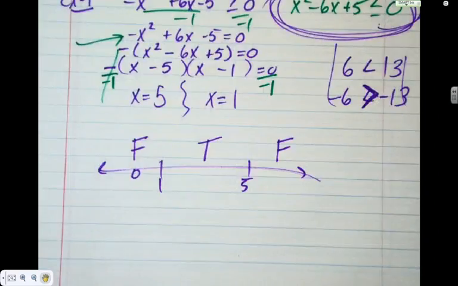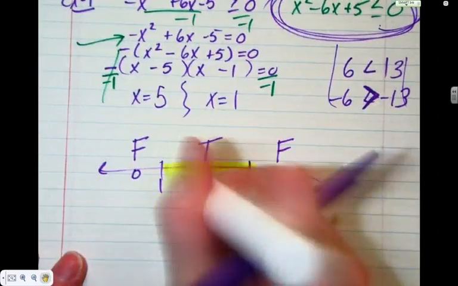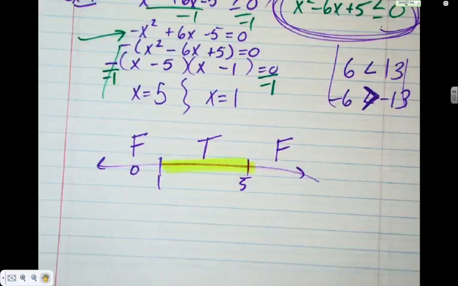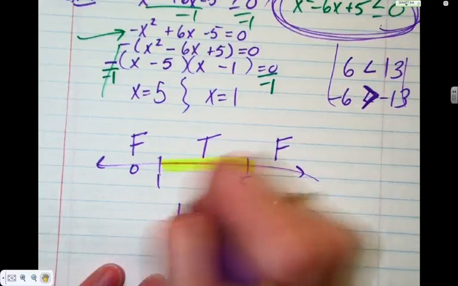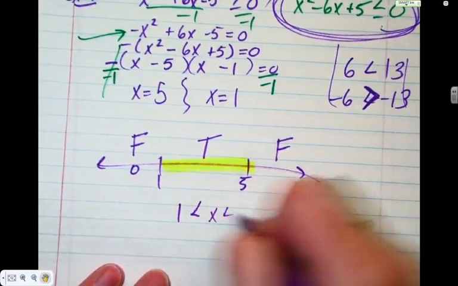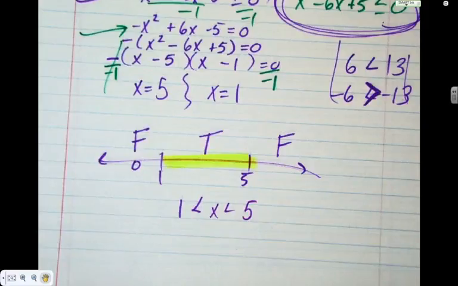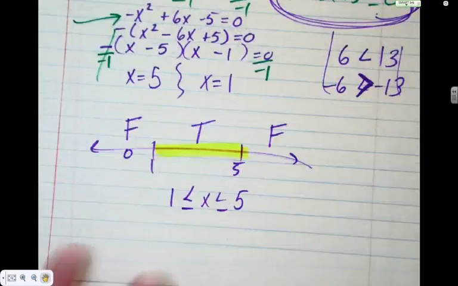What interval do we pick? True, always the true one. Or equal to or not or equal to? Why? Because it's in the question. But there's more to this question. What else does it say?